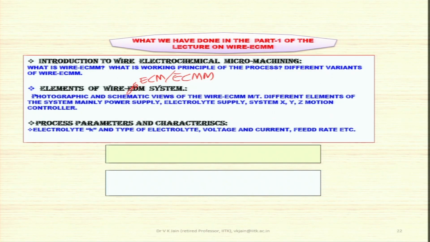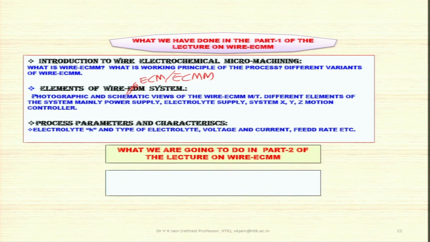Electrolyte conductivity K and type of electrolyte, voltage, current, feed rate, etc. are the various process parameters that affect the performance of the wire electrochemical machining and wire electrochemical micromachining processes.